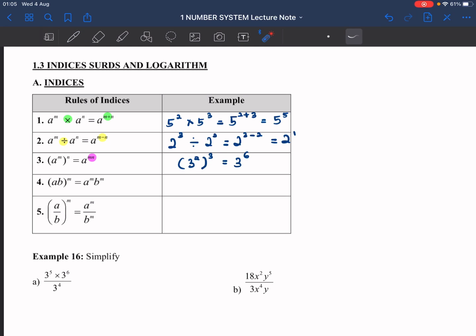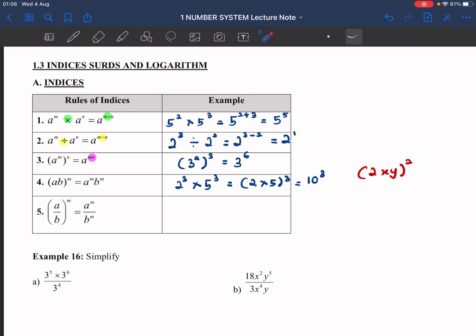Okay, so the fourth rule here we have ab to the power of m is equals to a power m, b power m. Okay, setiap terms dalam kurungan tu kita kena powerkan. Contoh, kita pergi terbalik lah contohnya, we have 2 to the power of 3 times 5 to the power of 3. So kita boleh sekalikan dia sebab power dia sama. So dia akan jadi 2 times 5 to the power of 3, which is kat sini kita akan dapat 10 power 3 lah.